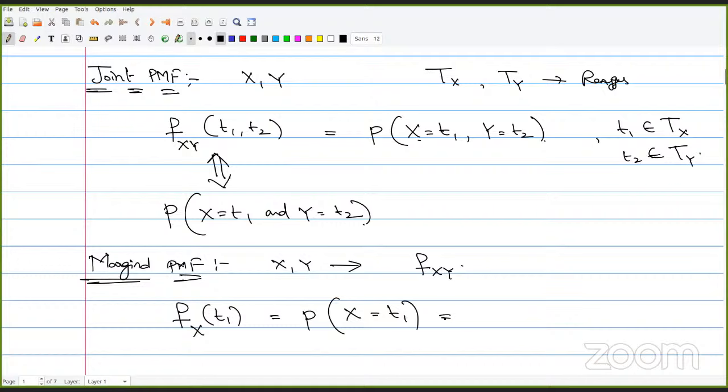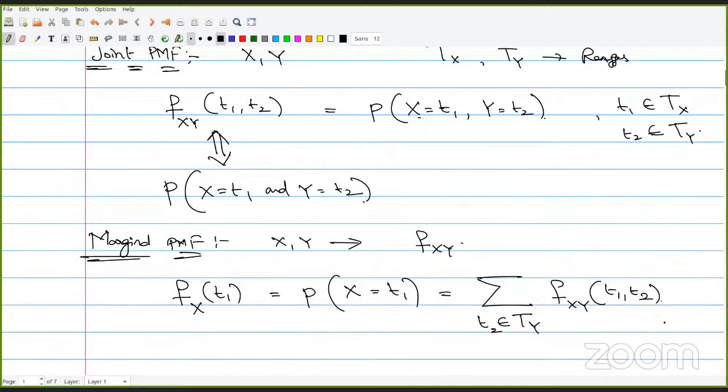This we can find if you have the joint PMF table with you. What you have to do is pick the column or row where X is taking t1 and add over all the Y's: the sum over t2 belonging to T_Y of f_XY(t1, t2). So if we want the marginal PMF of X, you have to add over all the Y's. Whatever we do not require, we add over all those.